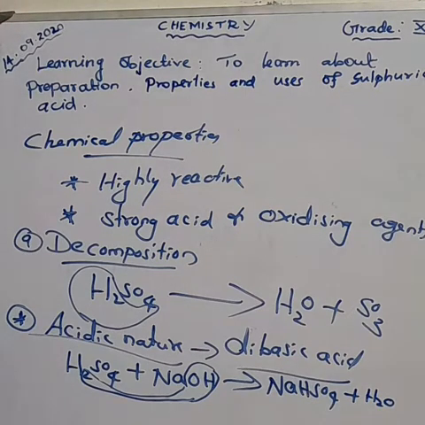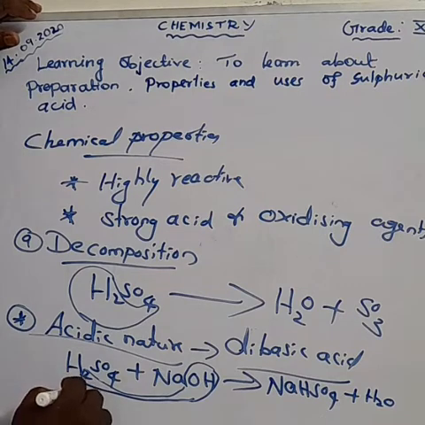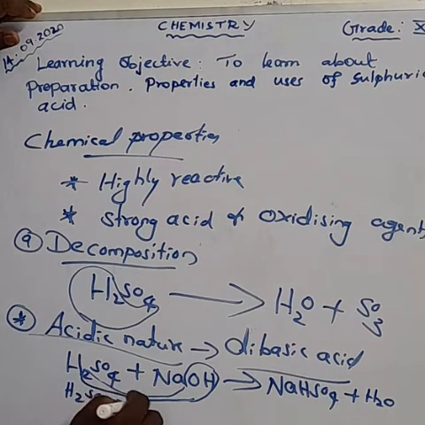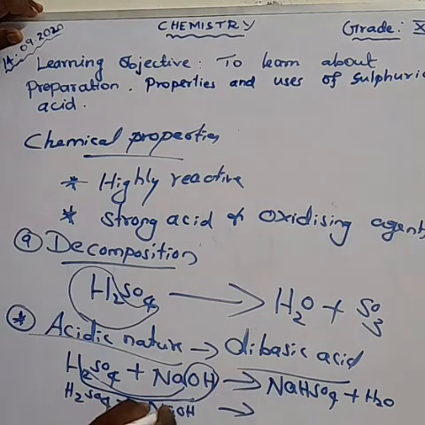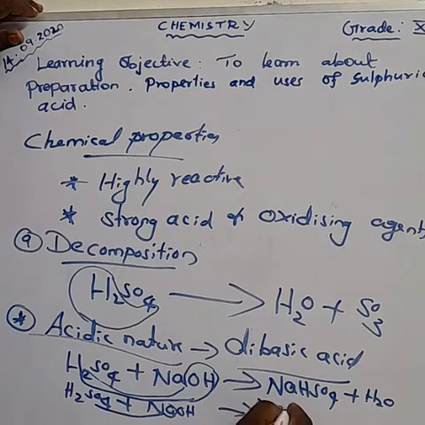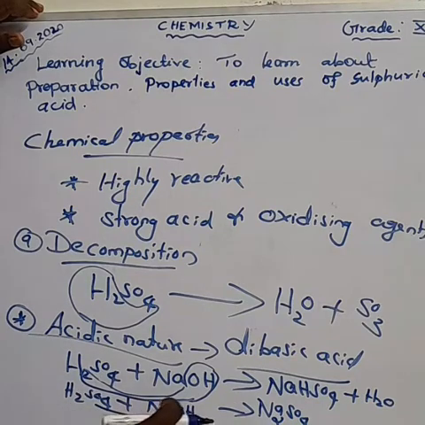This is one of the acidic natures. And also sulfuric acid reacts again with sodium hydroxide, with two molecules of sodium hydroxide. We get sodium sulfate. The sodium combines with the sulfate to form, what is the formula for sodium sulfate? Na2SO4. Hydrogen combines with OH to form water.